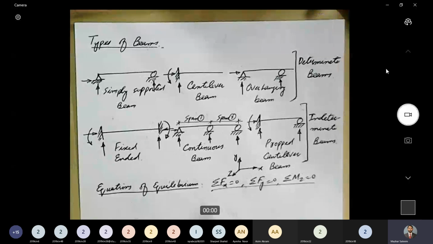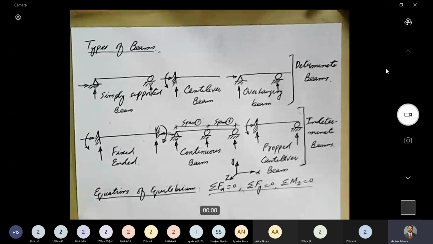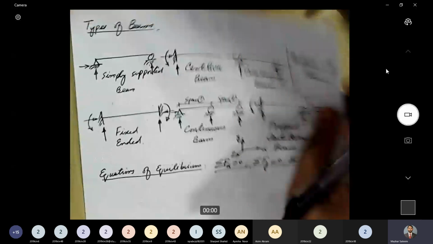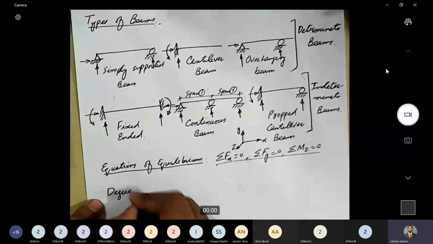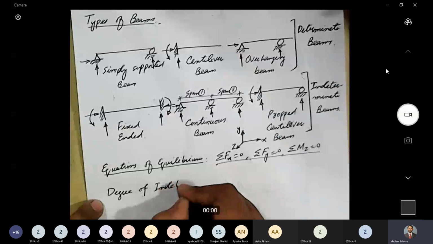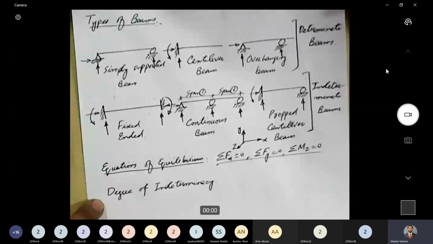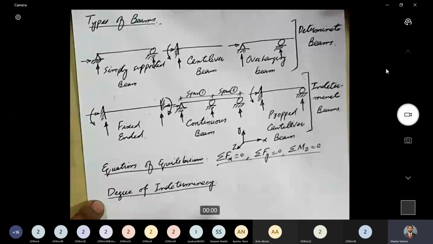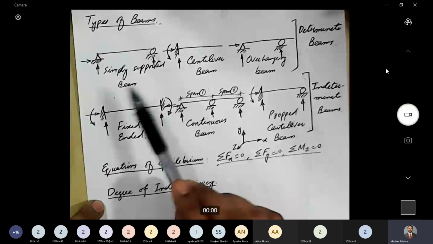All right, so we talked about determinate and indeterminate beams. Now after this, next concept is about degree of indeterminacy. Now, what is degree of indeterminacy? The degree of indeterminacy is the difference between number of reactions and the number of available equations.